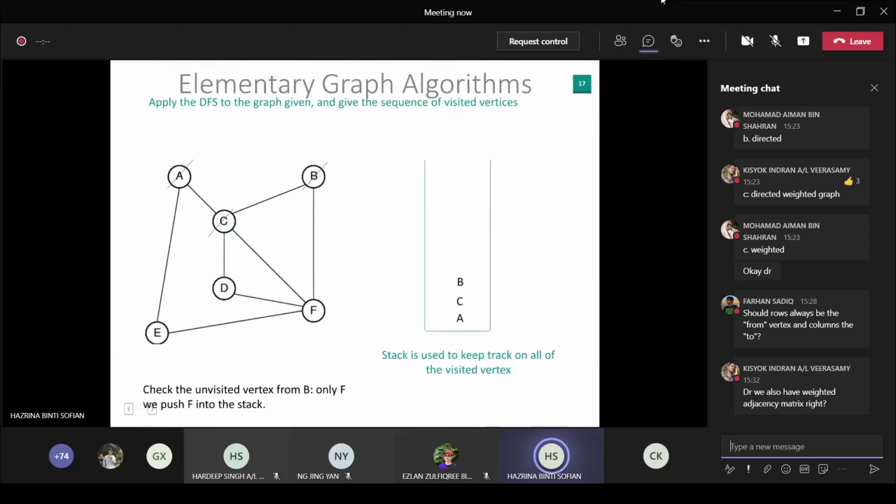Next, from B, we need to check the unvisited vertices. B is connected to C and F, but the rule is to check the unvisited. C we have visited. Therefore, we only have one choice, which is F, to be pushed into the stack. Next. Okay, can anyone tell me what is next? What do we need to check? Kishore.